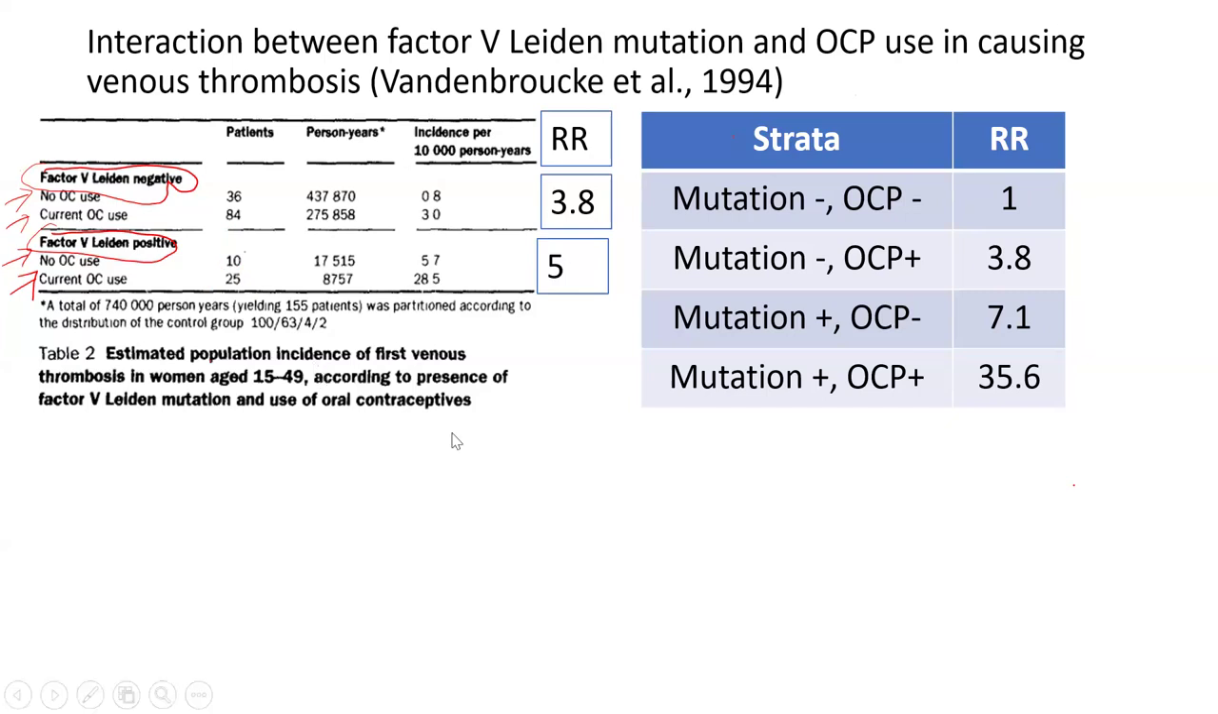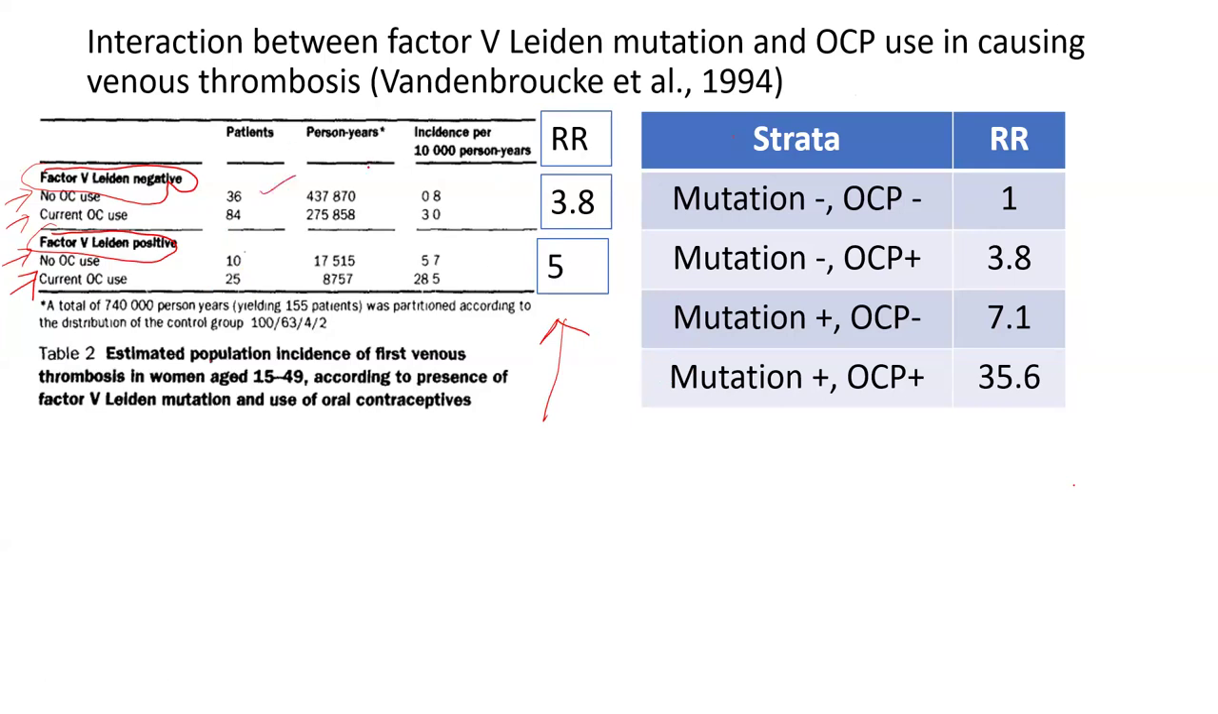The left side of the table, what is it showing? Left side of the table is showing effect modification. Yes, stratification. Yes, it is showing stratification and effect measure modification, right? So the exposure here is OC use and the effect modifier is the mutation, presence or absence of mutation. And what do we see here?